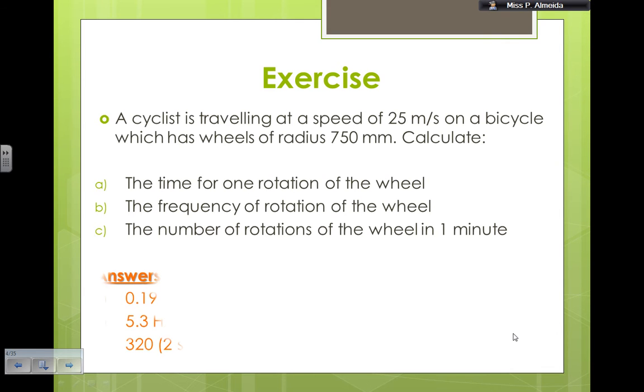If you got the exercise right, you're going to have that the time for one rotation is going to be 0.19 seconds. Again, remember, you have the speed, you have the radius, so you have everything that you need for the time for one rotation. For the frequency, you need to do 1 over the time for one rotation, so that's going to give you 5.3 hertz. And then the number of rotations in 1 minute, so in 60 seconds, should be giving you something like 320, if I'm giving you my answers in two significant figures, okay?